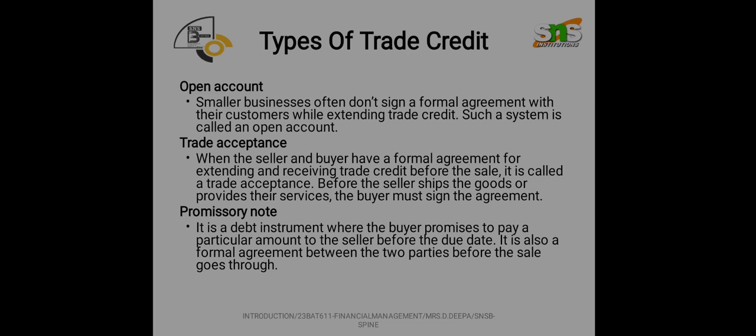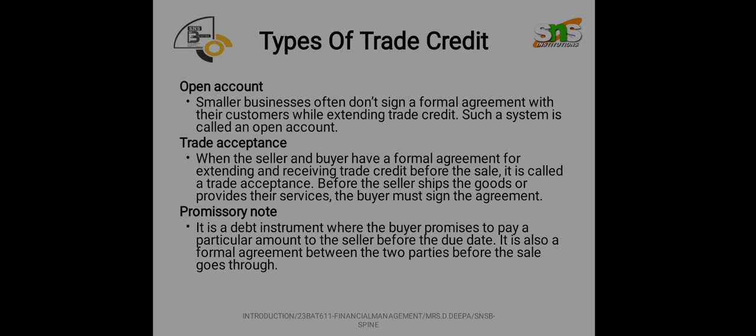And next is trade acceptance. Some formal agreement is made in this type, stating that before the seller ships the goods to the buyer, the buyer must sign the agreement: yes, after 60 days or 90 days, on the 90th day I'll make my payment. The buyer has to sign that. So that is how a formal agreement happens in trade acceptance.